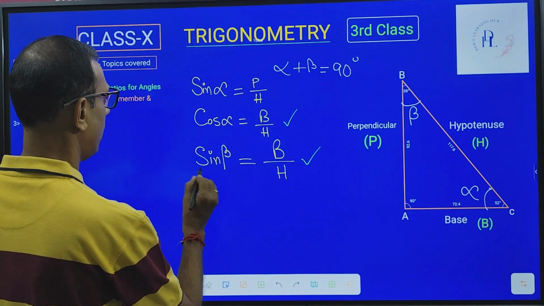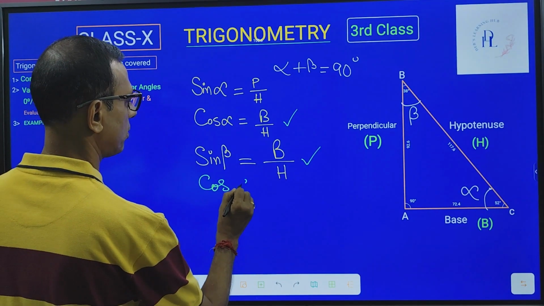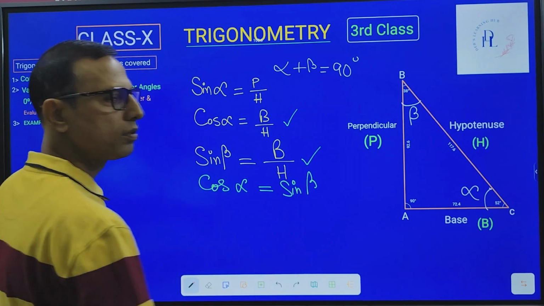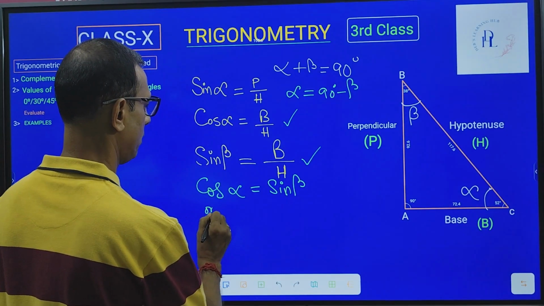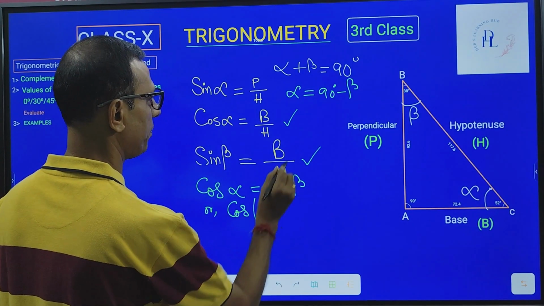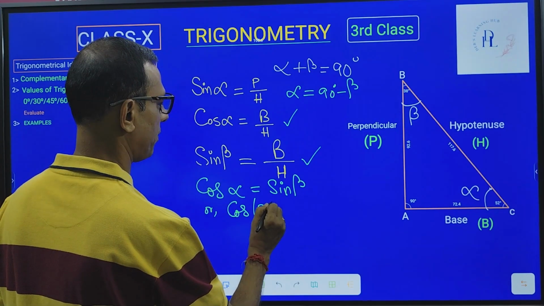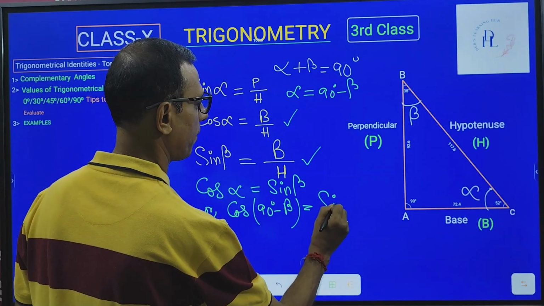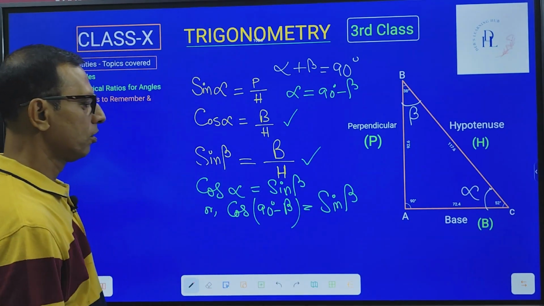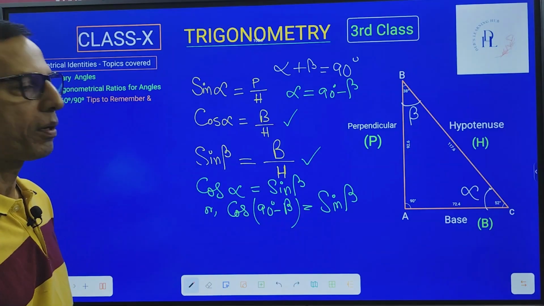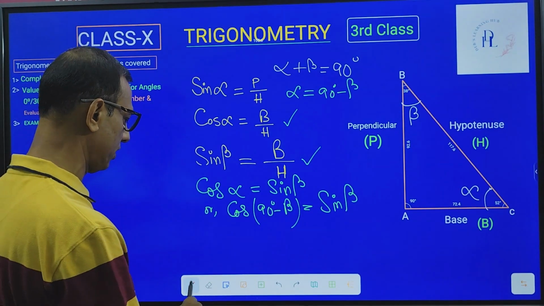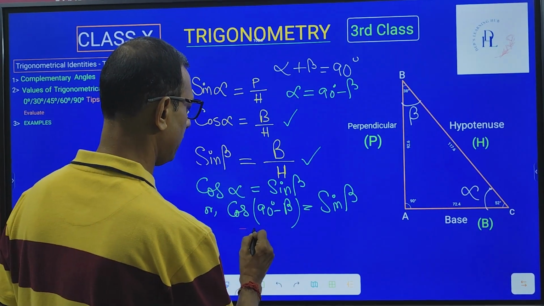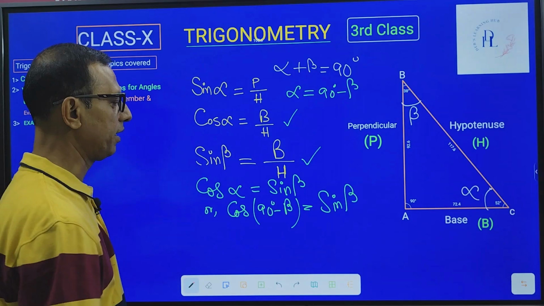That means cos alpha equals sine beta. That means cos of alpha, which is 90 minus beta, equals sine of beta. So this is the definition of complementary angle, and this is the formula. This is one of the formulas. So what is this formula? Cos of 90 minus beta equals sine beta.